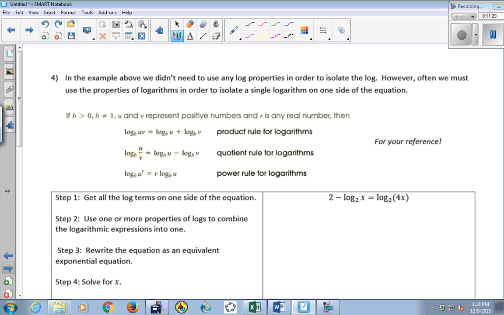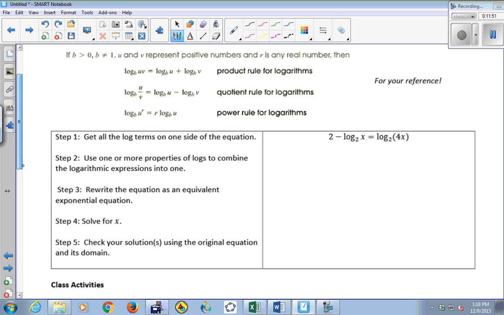Okay, so in our first example where we solved the log equation, we didn't need to use any properties of logs when we were solving that equation, right? However, sometimes we have to use properties of logs in order to isolate a single logarithm on one side of the equation. So these were our properties of logs, just to remind you. So let's do an example.